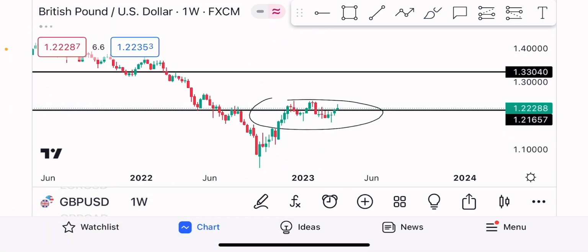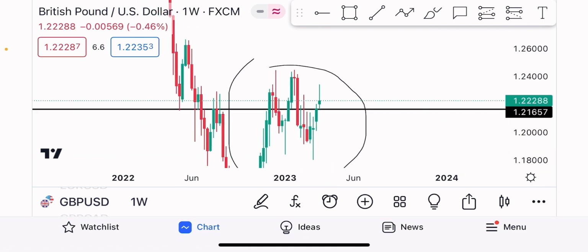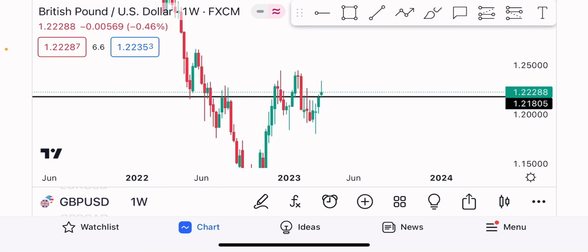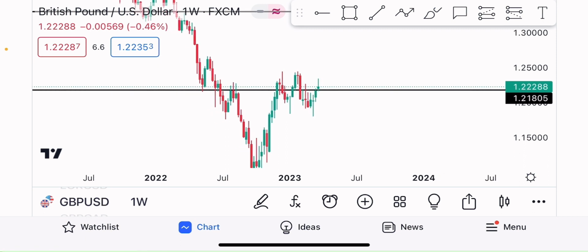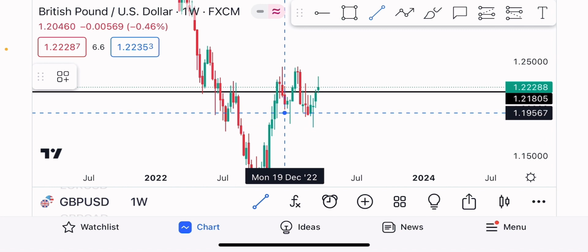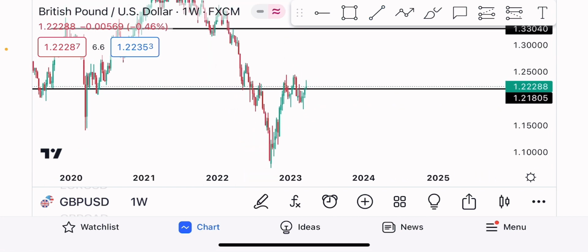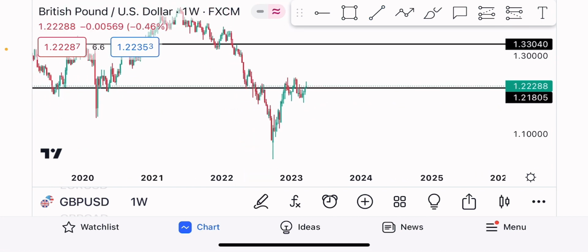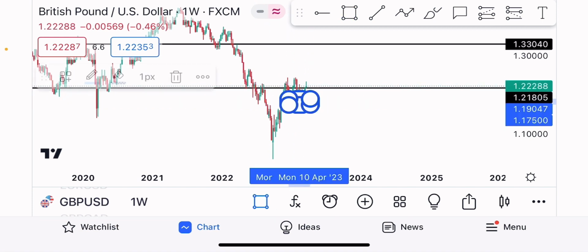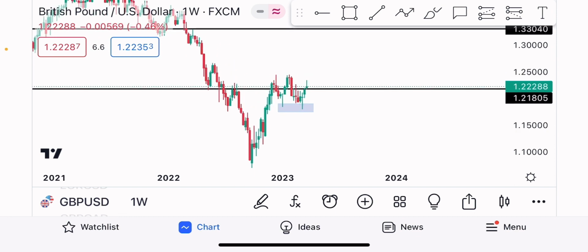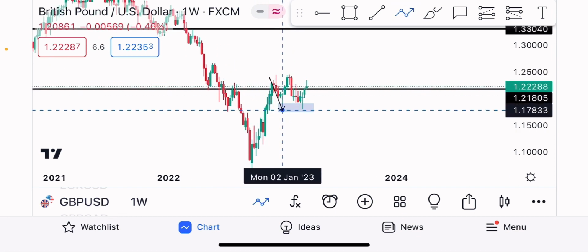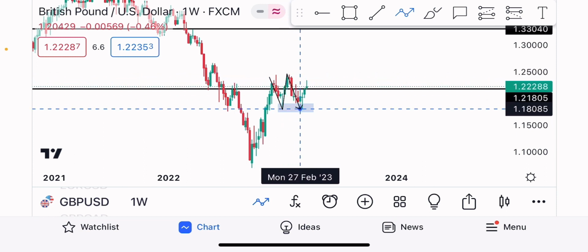On the weekly time frame, you can see GBPUSD have been, we've had these... okay, let's zoom out. We have GBPUSD creating this kind of double bottom formation, with this W pattern, which could be telling us something.